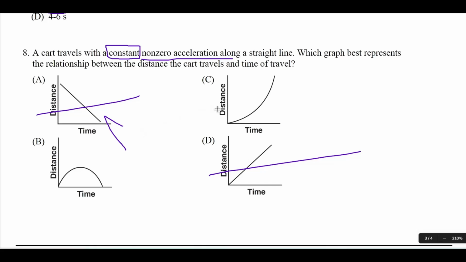Now, between choices B and C, it might be a little bit tough to know which one is accelerating. Both of these are curved, so they're both technically accelerating, and that is true. The one thing though is that it's saying that it's in a straight line, which implies that it's only going in one direction. So this is the only one where that's happening.